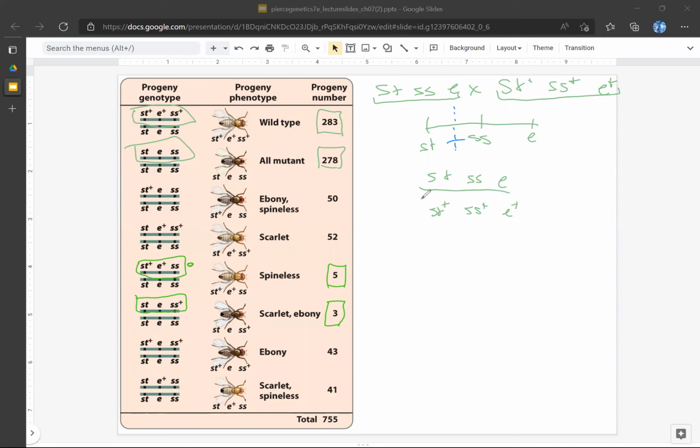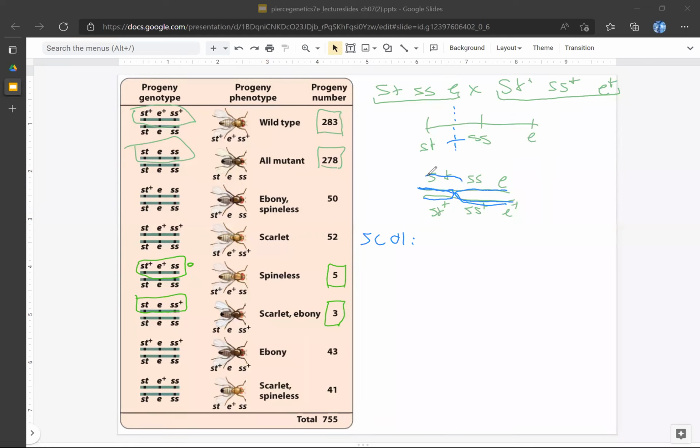Okay, so we have a single crossover at this locus, which means we're going to have this and this. So single crossover 1 occurs at the locus between the ST gene and the SS gene. And the genotypes that come out of it, we can just follow this line.